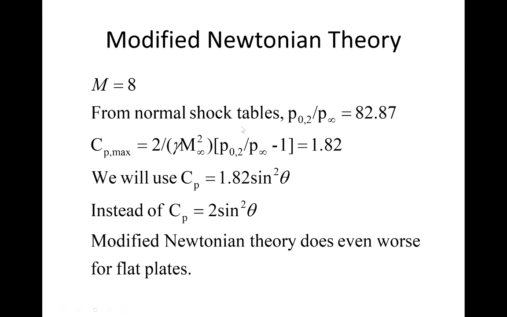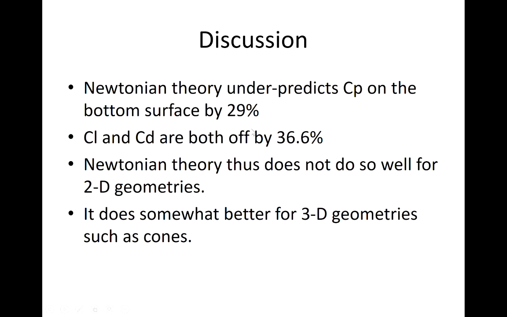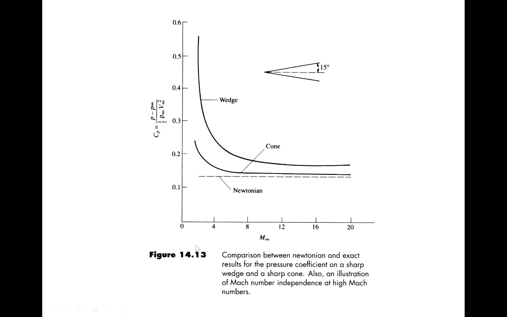But if you go to low Mach number, you get even worse answers. Newtonian theory underpredicts the Cp on the bottom surface by as much as 30%. L and D are therefore affected by as much as 30 to 36%. Newtonian theory does not work so well for 2D geometries. It does somewhat better for 3D geometries, such as re-entry bodies, blunt bodies such as the Apollo module, and also even for cones. This, for example, is a conical flow that we have studied.